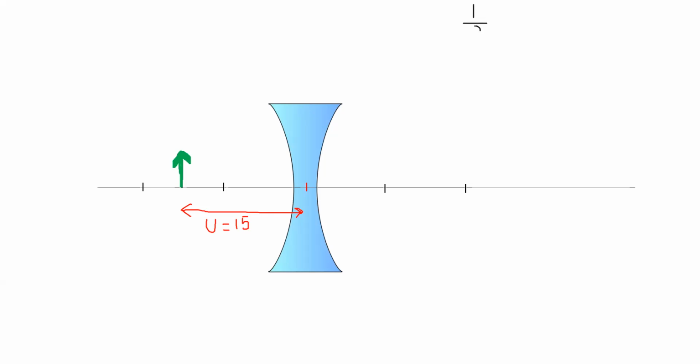1 over F equals 1 over U plus 1 over V. So the U is 15. The focus is 1 over negative 10. Please calculate. Right? 1 over 15 plus 1 over V.